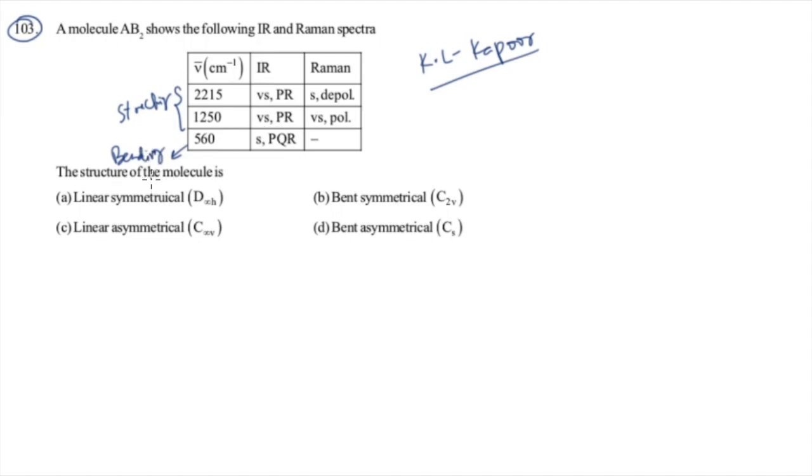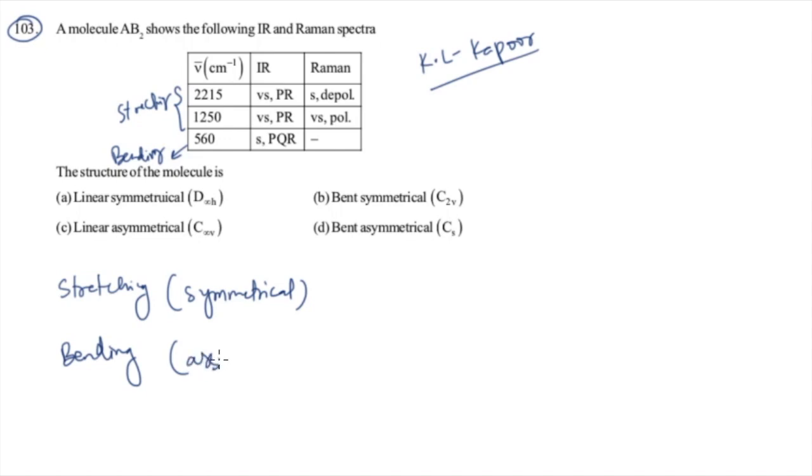And one more thing: if a molecule is symmetrical, in that case in IR you get PR bands, while if the molecule is asymmetrical, you get PQR bands. So over here, when you are doing stretching, the molecule remains symmetrical. And when you are bending the molecule, in that case the molecule is becoming asymmetrical. That's what our data is telling us.